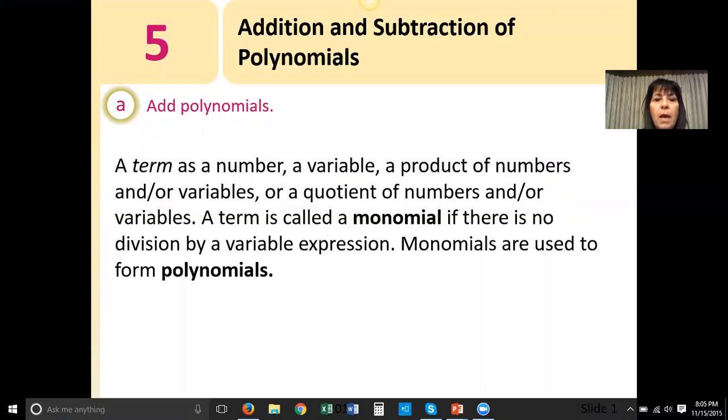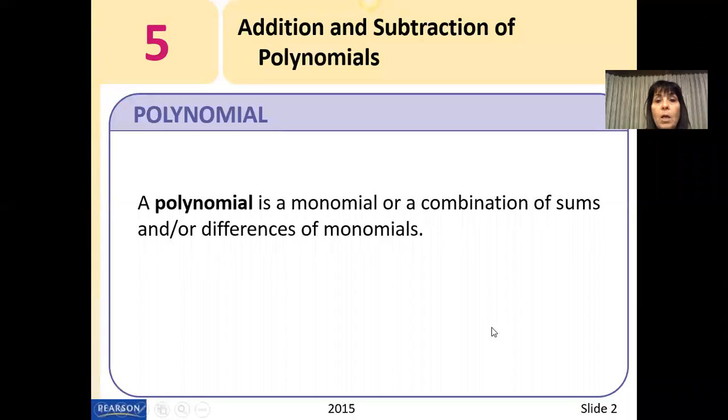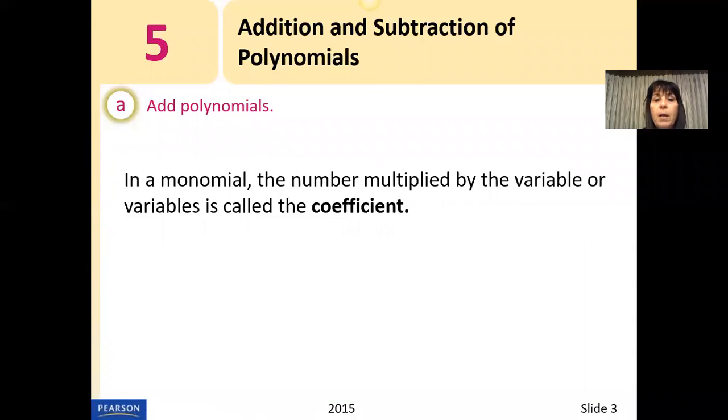That would be a variety of different things. It could be a number, a variable, a product of numbers or variables, or quotient of variables. If there is only one term, then it is called a monomial. And if it is more than one term connected by additions and subtractions, then we call this a polynomial. A polynomial is a monomial, one term, or a combination of sums and or differences of monomials. So you only have additions or subtractions in a polynomial.